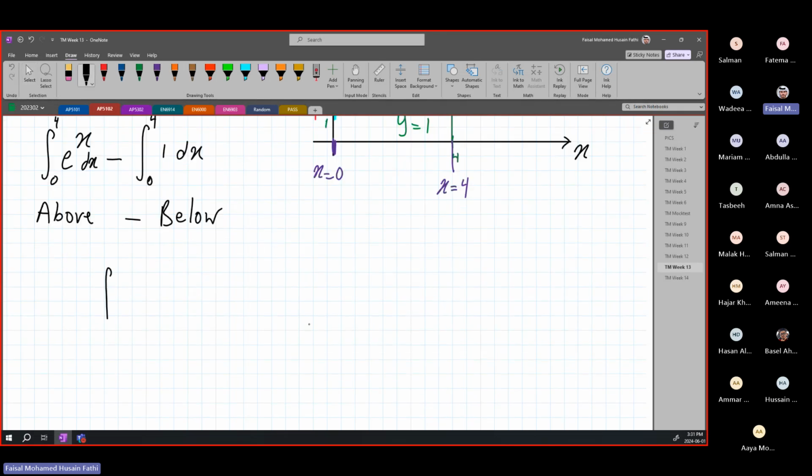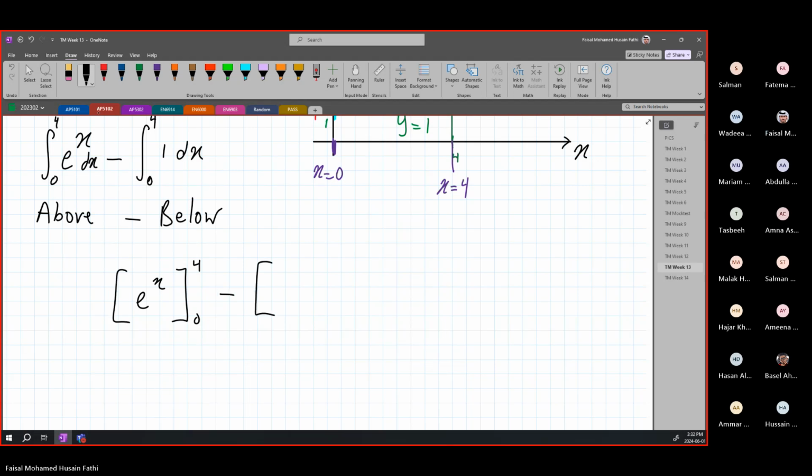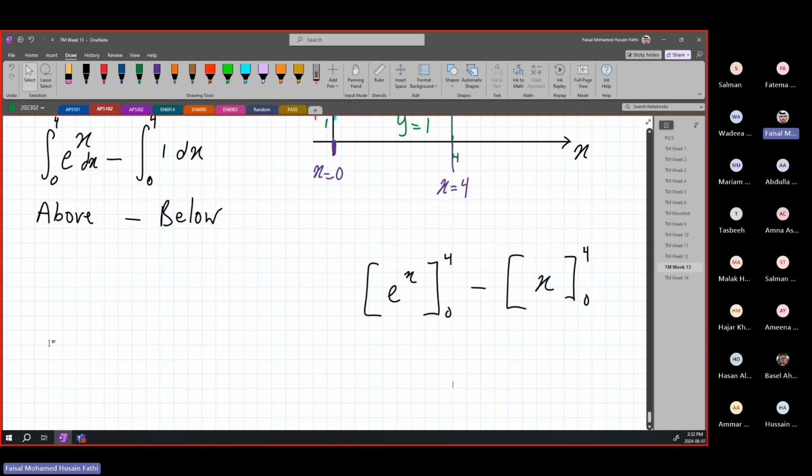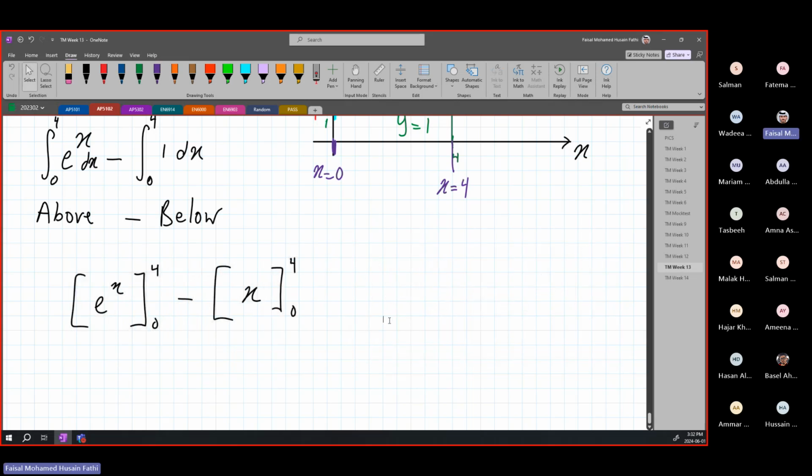So it's going to be the integration from 0 to 4 of e to the x. The integration of e to the x is simply e to the x from 0 to 4, minus the integration of 1, which becomes x from 0 to 4. Then you're going to open up each of these by themselves and solve. Is this clear? This is a very important concept to know.